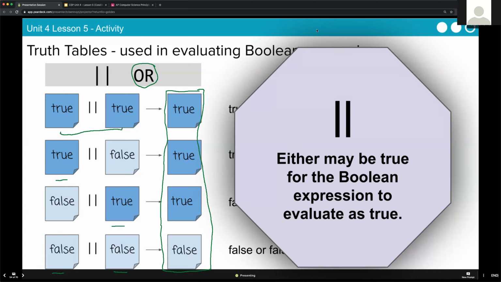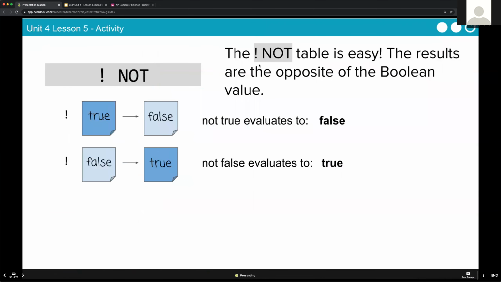All right. The last compound operator is called not. And not is probably the easiest one because it just takes the opposite. So not true is just going to be the opposite of true, which is false. Not false is just going to be the opposite of false, which is true. That's all you have to know for that one. This table is much simpler than the other two. Okay, so you just take the opposite.